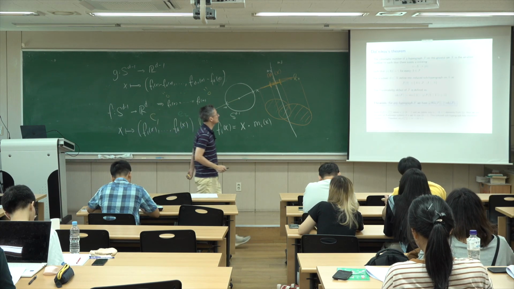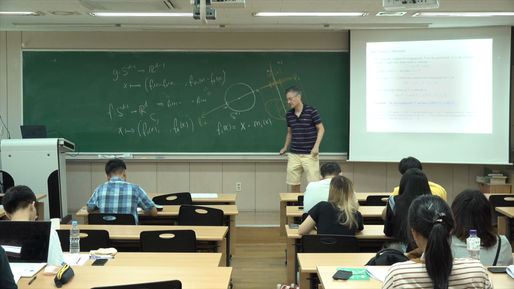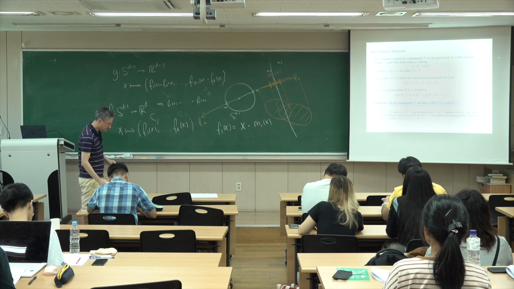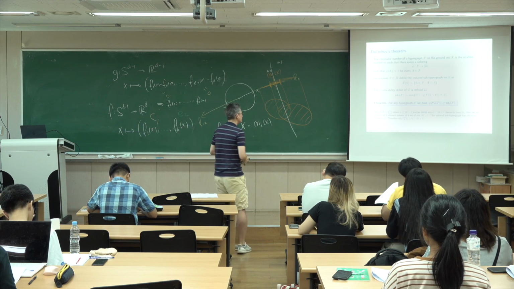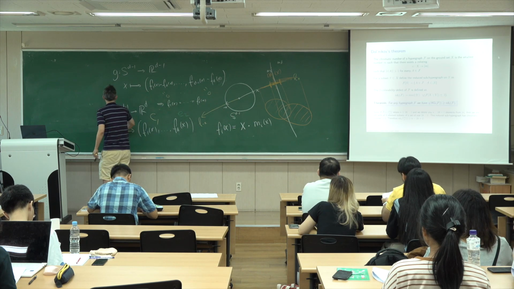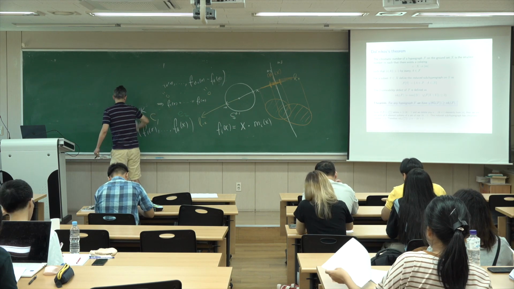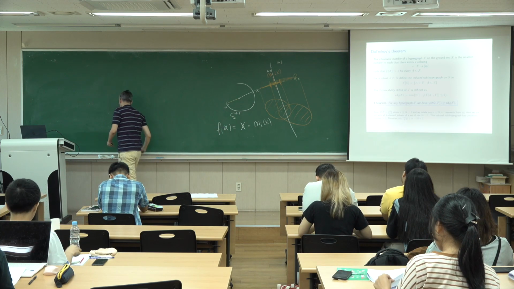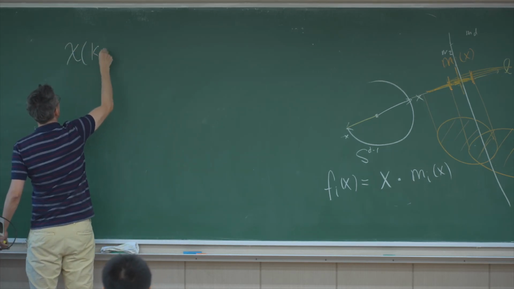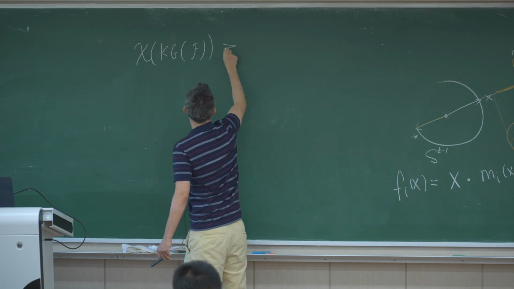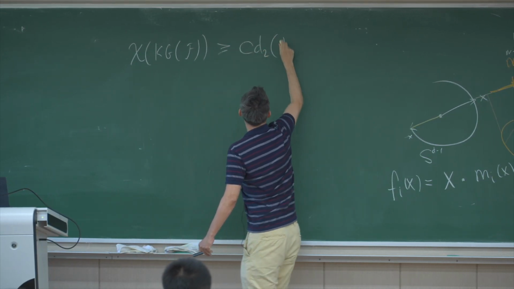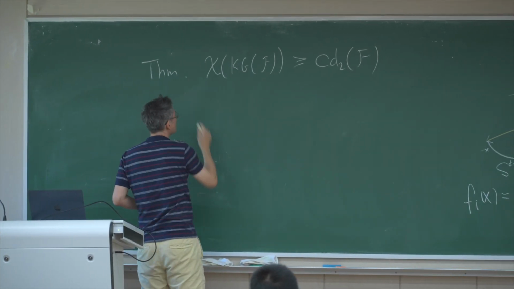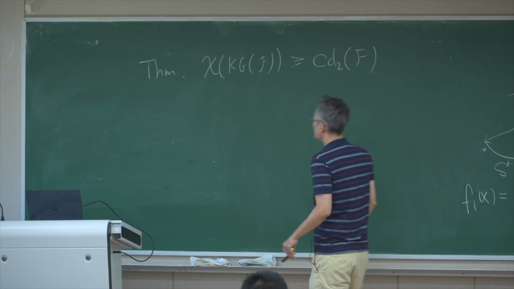Okay, so now we want to prove Dolnikov's theorem, that the chromatic number is at least the 2-colorability defect. Maybe I'll write this down here. So this is our theorem. And we have our lemma.